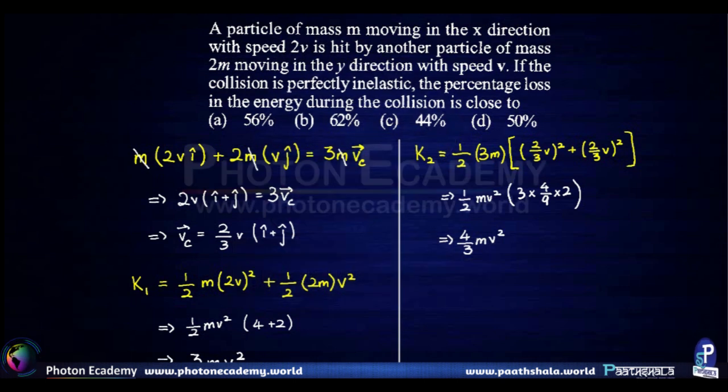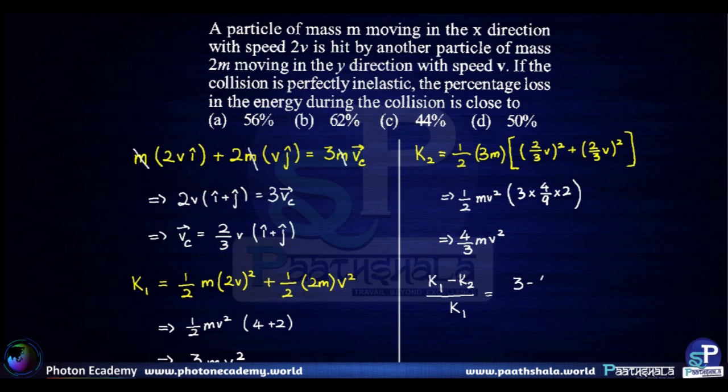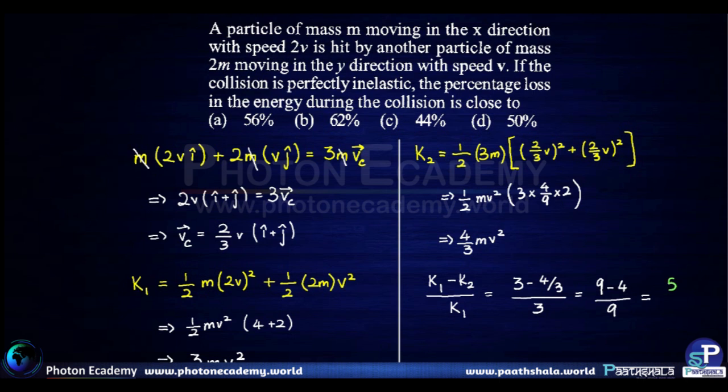So how much of the kinetic energy has been lost? So percentage change in kinetic energy would be K1 minus K2 divided by K1, and that is equal to 3 minus 4 by 3 divided by 3. So that is 9 minus 4 divided by 9, or 5 by 9. And 5 by 9 is close to 55.55%. Therefore option A is the closest to the answer.